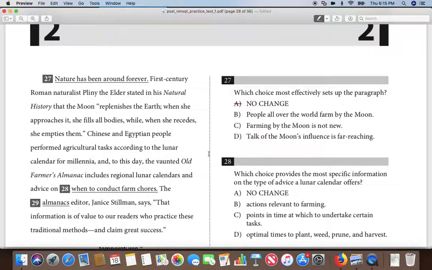Answer choice C. Go ahead and read that for me, please. Farming by the moon is not new. And that doesn't really make sense to put as the first thing. Why not? Because they're not really talking about how it's new or old, really. Are they? That's a good question. Look at the paragraph.